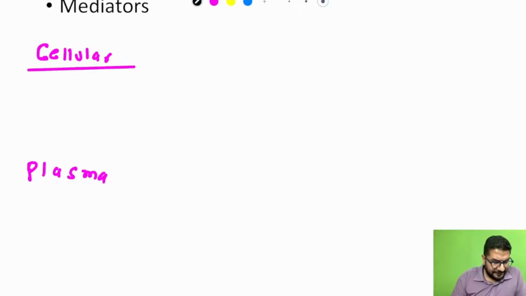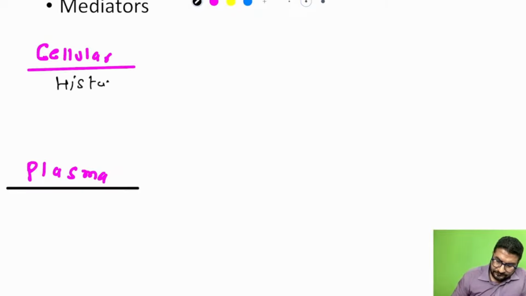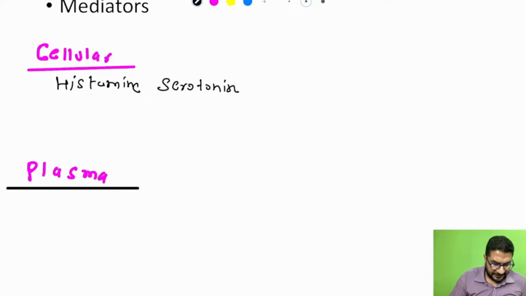Now which ones are in the cells? Anyone? What are the mediators in the plasma and the cells? In the cells we have histamine. What else? Histamine, serotonin, right. Then we have nitric oxide. Yes, nitric oxide. What else? Arachidonic acid metabolites.